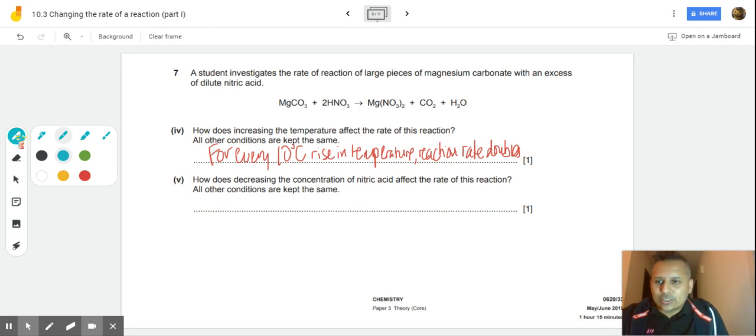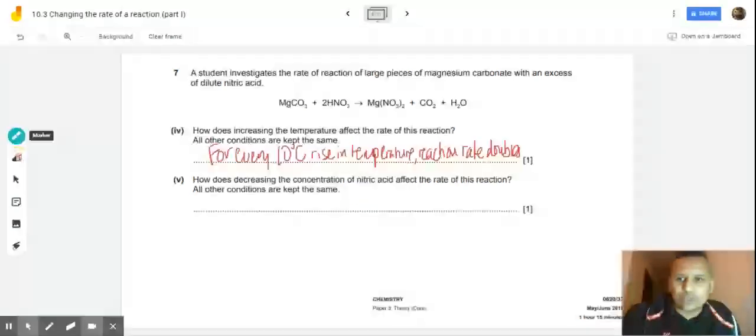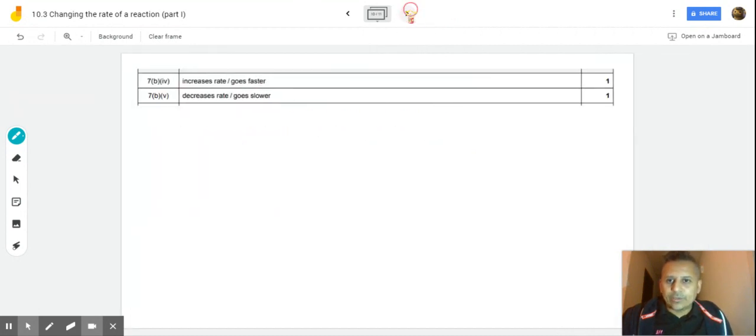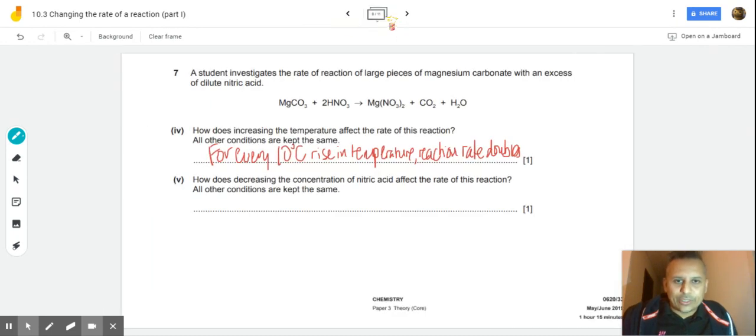But now we've got something really cool. We've got a trend that we can identify as well. So those are the answers. Increased rate goes faster is absolutely fine. Decreased rate goes slower when you are decreasing the concentration.